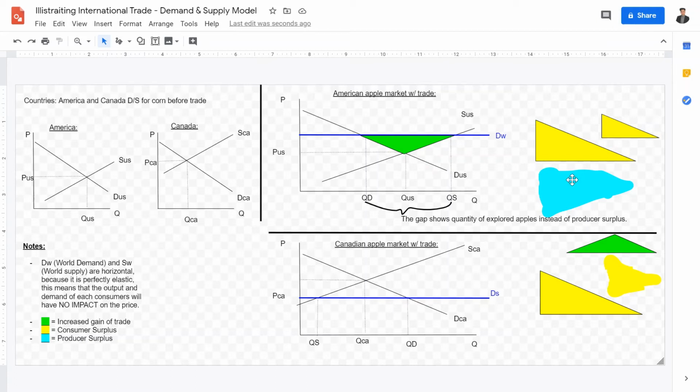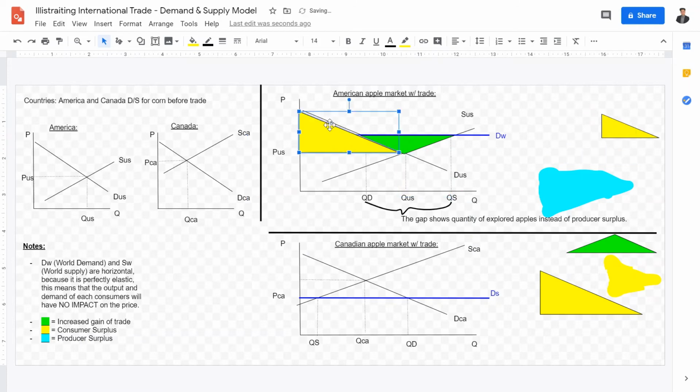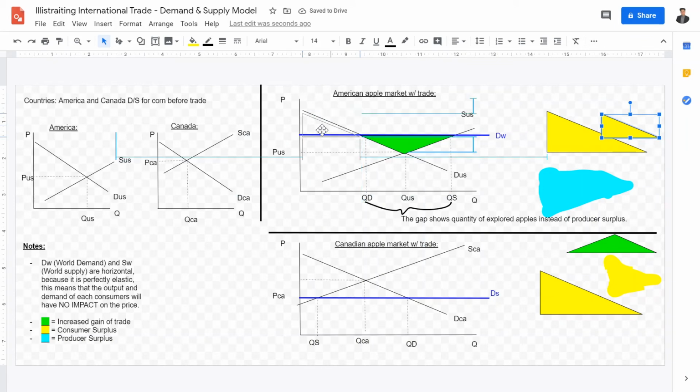Now, what was the original consumer surplus? The original consumer surplus was this yellow triangle. Okay, this yellow triangle right here. However, with the introduction of additional consumers from the international stage, consumer surplus is reduced to this level, and the previous state of consumer surplus becomes the gain in trade. So this is where consumer surplus stands right now.